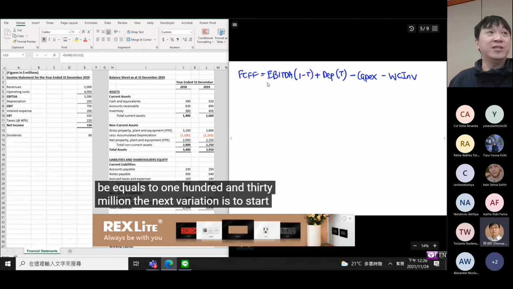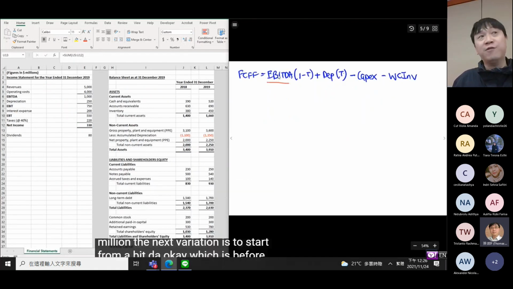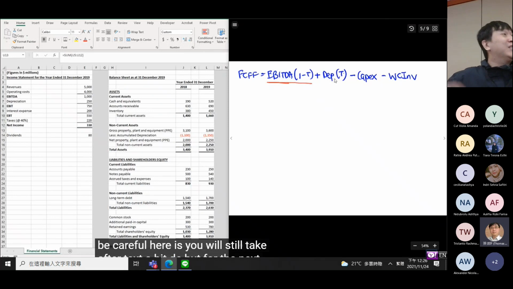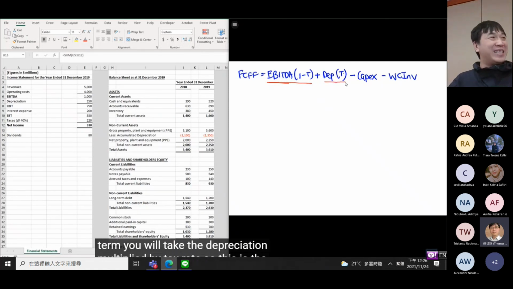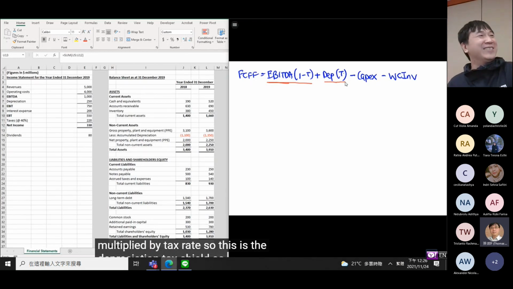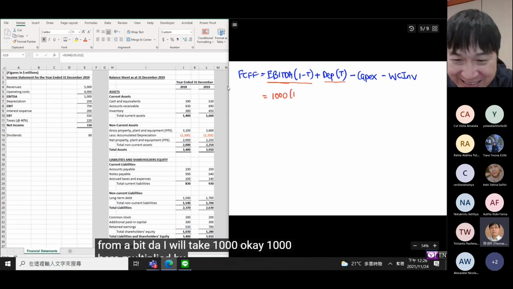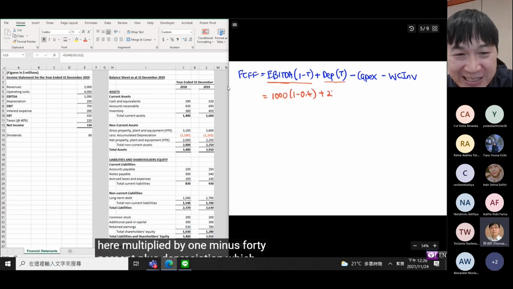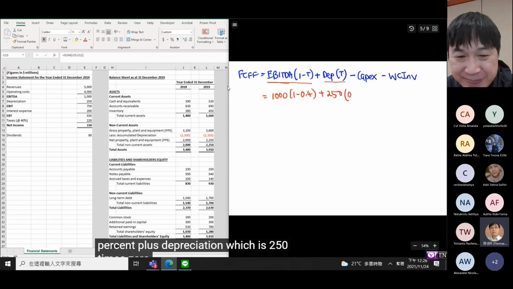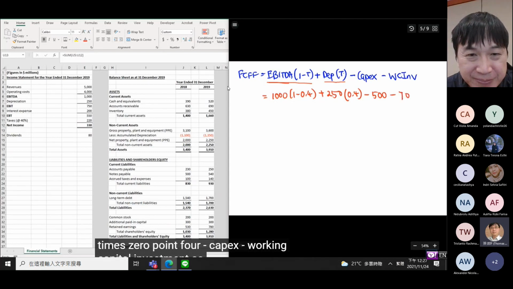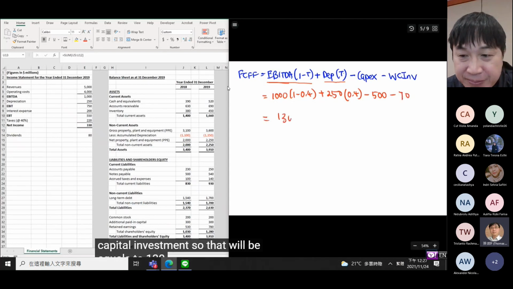The next variation is to start from EBITDA, which is earnings before interest, tax, depreciation, and amortization. The difference you have to be careful about is you will still take after-tax EBITDA, but for the next term, you will take the depreciation multiplied by the tax rate. So this is the depreciation tax shield. If I start from EBITDA, I will take 1,000 multiplied by 1 minus 40%, plus depreciation, which is 250 times 0.4, minus capex, minus working capital investment. That will be equal to $130 million as well.